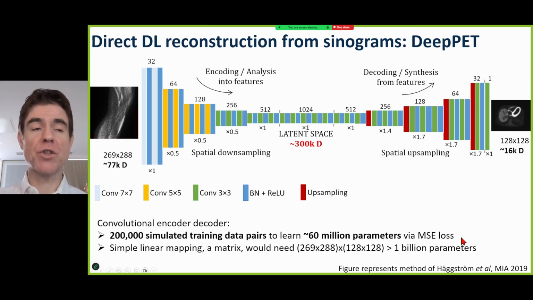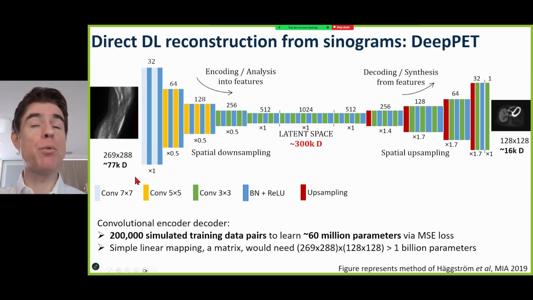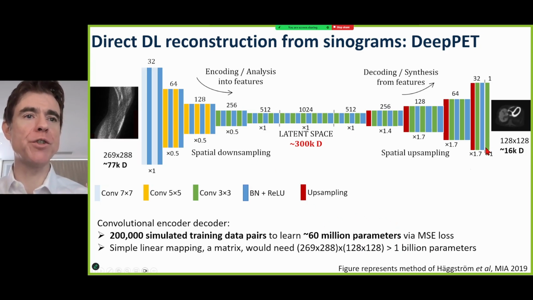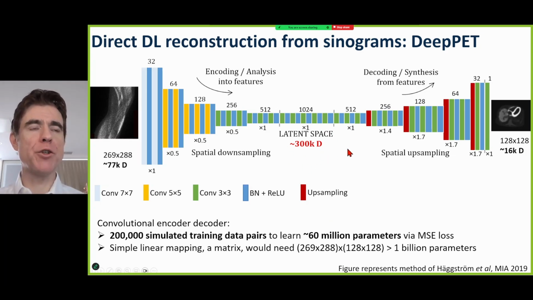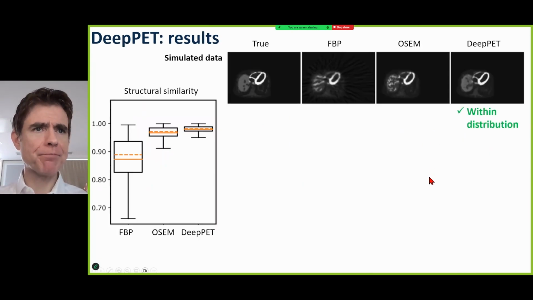And again, as I've been touching on before, if you were to compare that to a simple linear mapping, imagine you try to train up the entirety of, say, a filtered back projection entire matrix going from one to the other, you'd actually need more than 1 billion parameters to do that mapping. So this convolutional encoder decoder, even though it's going to a higher dimensional representation here, is still very parameter efficient. And that's why maybe you can get away with just 200,000 training pairs there.